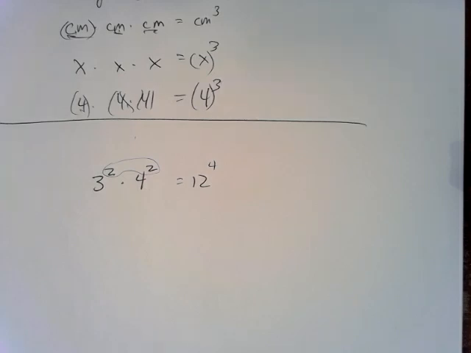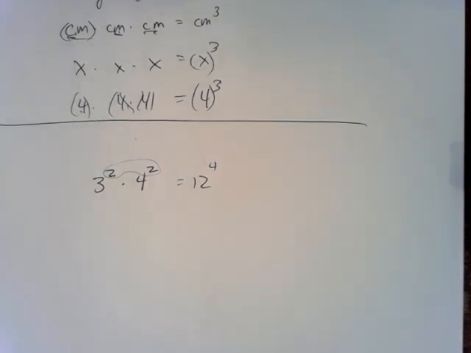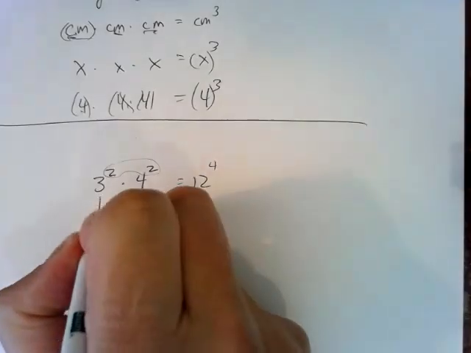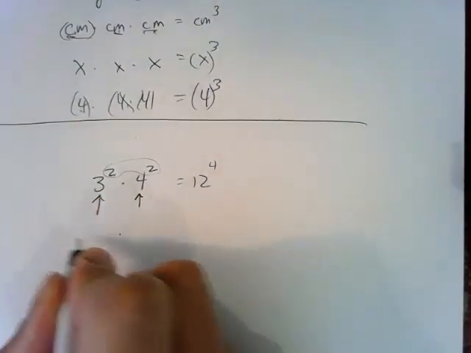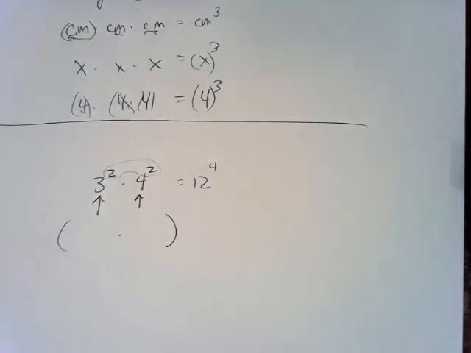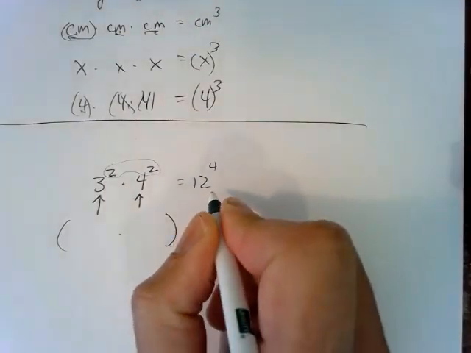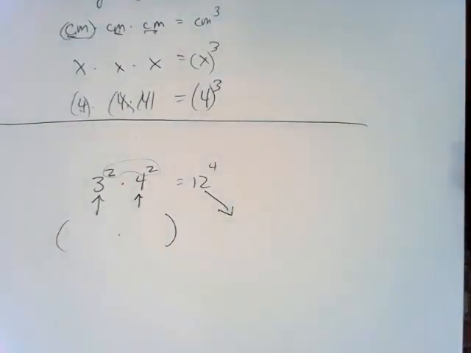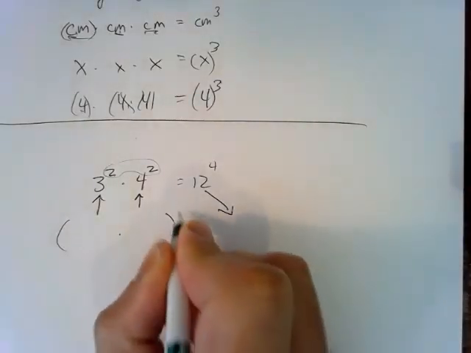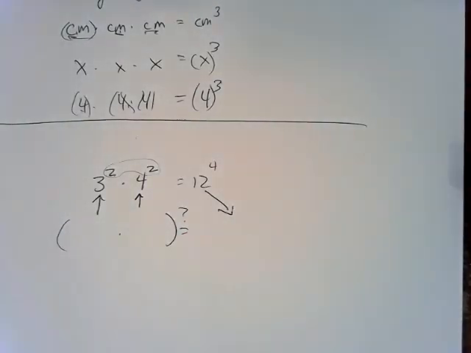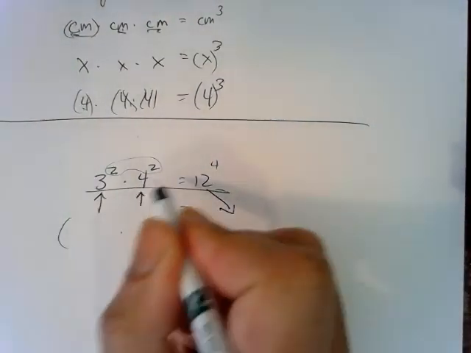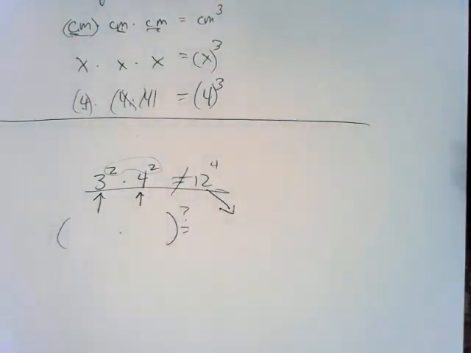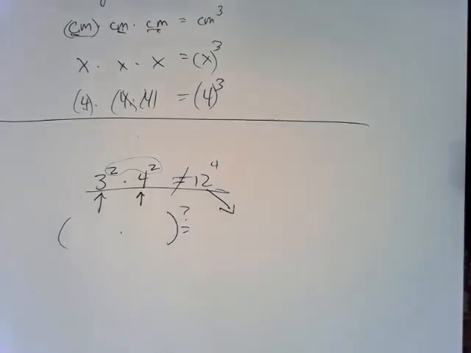Well, at this point, I would encourage you to do the following. Pause the video, calculate 3 squared, calculate 4 squared, and then calculate what that multiplication equals. And then separately calculate what 12 to the 4th is equal to. And ask yourself, are those two things equal? And if they are, then this is legitimate. And if they aren't, then this is, I would say, bogus or not allowable, mathematically not correct.